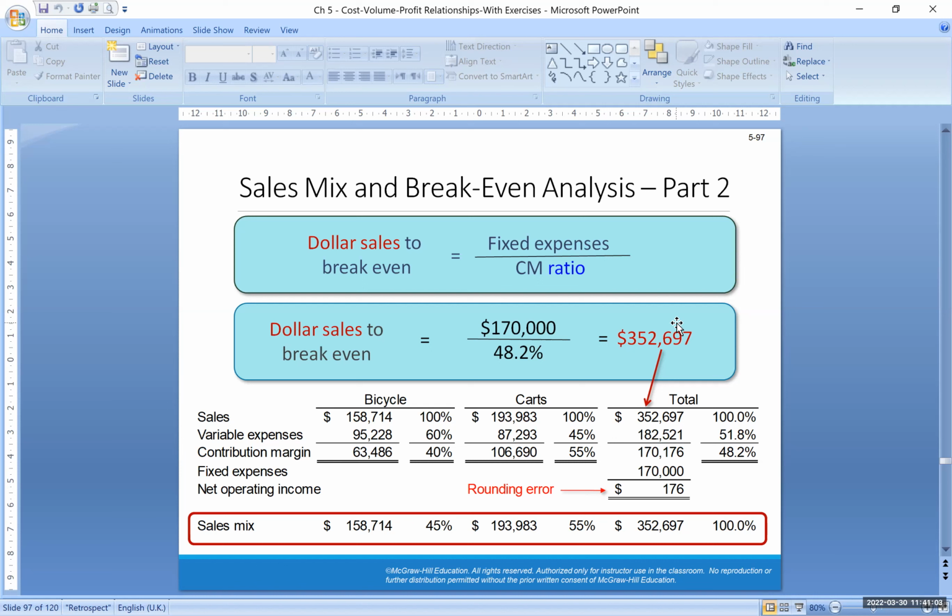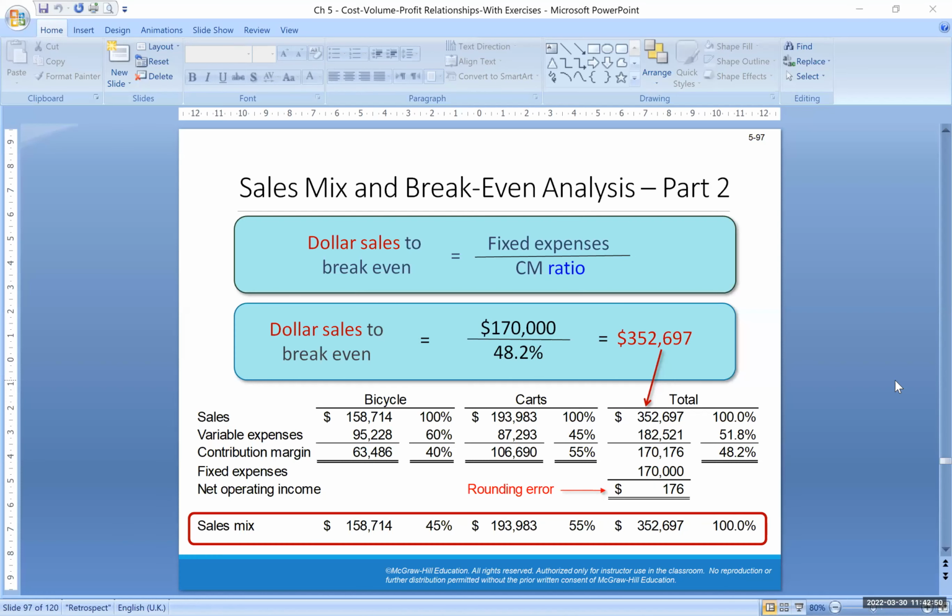So that is the $352,697 in sales to break even. The dollar sales to break even equals 170,000 divided by the ratio calculated for the contribution margin, which is 48.2. This is rounded, by the way. That's why we have a rounding error. The answer will be 352,697.